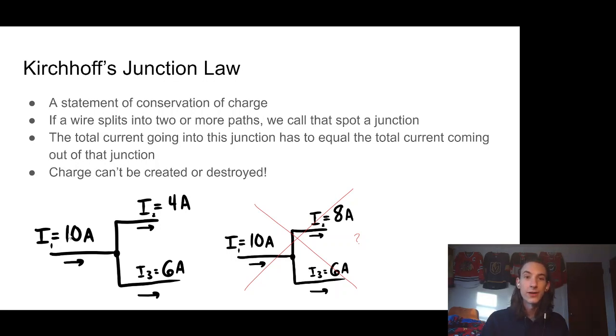In this case, we have 10 amps going into our junction. We split into two ways. We have 4 amps over there, 6 amps over there. Great. We sent 10 amps in. We got 10 amps out.